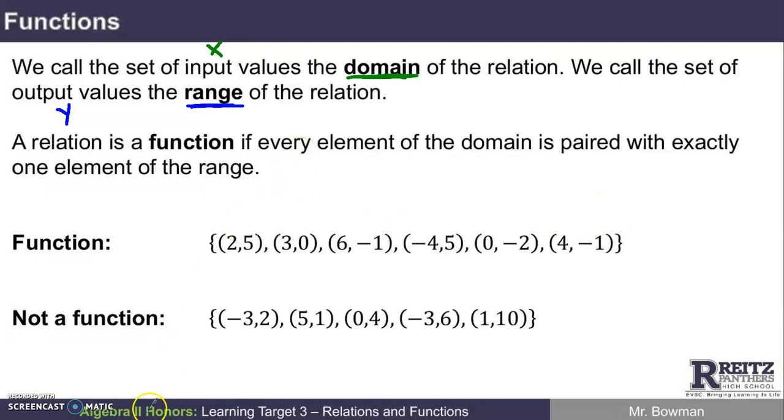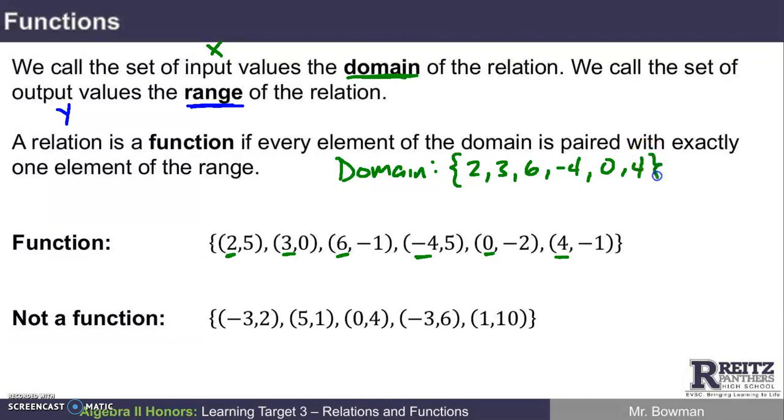For this one, I would say that the domain is the set, and I'll use that curly bracket again, of all the x's: 2, 3, 6, -4, 0, and 4. It's a set. It doesn't necessarily have to be written in order from least to greatest. You do get a little bit of mathematical cool points if you do that, I suppose.